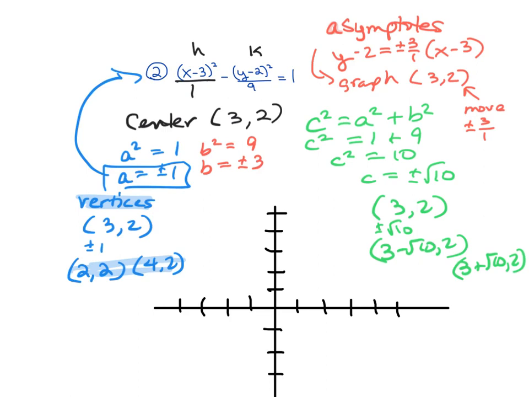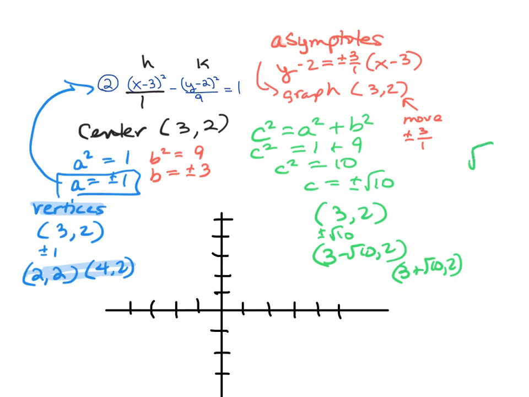Now, I'm going to approximate the square root of 10. So square root of 10 is approximately 3.16. So I'm going to round it to 3.2. So for this first one, I'm going to be doing 3 minus 3.2. So that'll give me negative 2/10, comma 2. And then this one, I'm going to add it. So it'll be 6.2, comma 2. So that's approximately where I'm going to put my two focus points. So I have a focus here and here. So you'd leave it in simplest radical form.